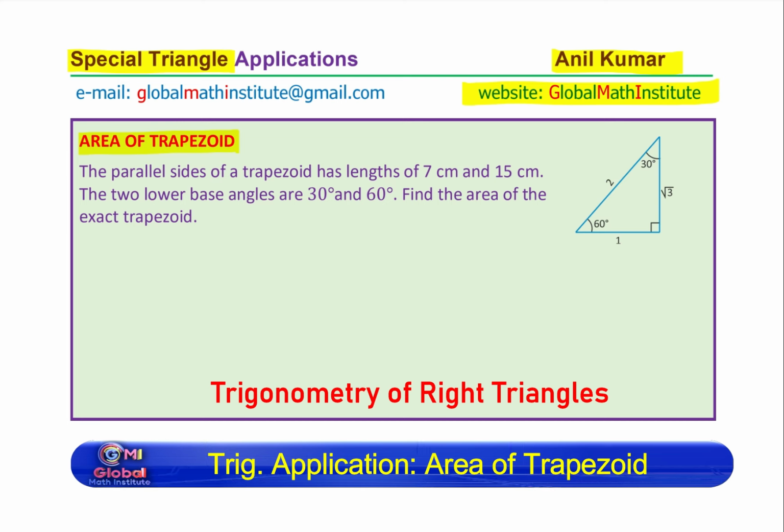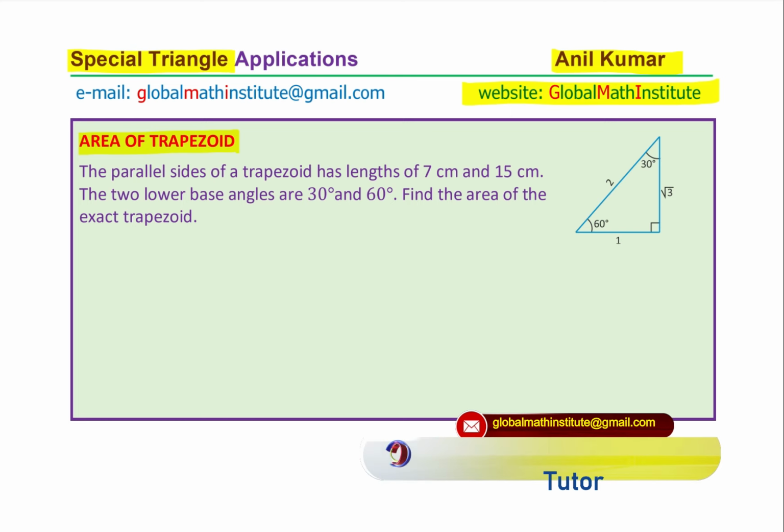The question here is: the parallel sides of a trapezoid have lengths of 7 centimeters and 15 centimeters. The two lower base angles are 30 degrees and 60 degrees. Find the area of the trapezoid. We want the exact value of the area.